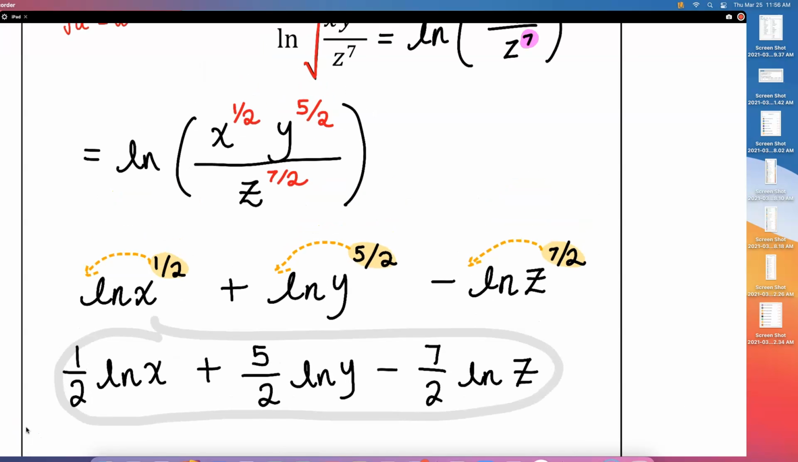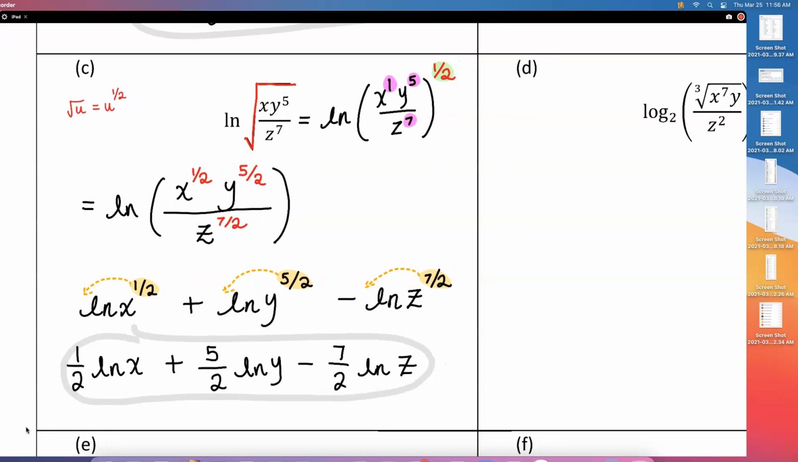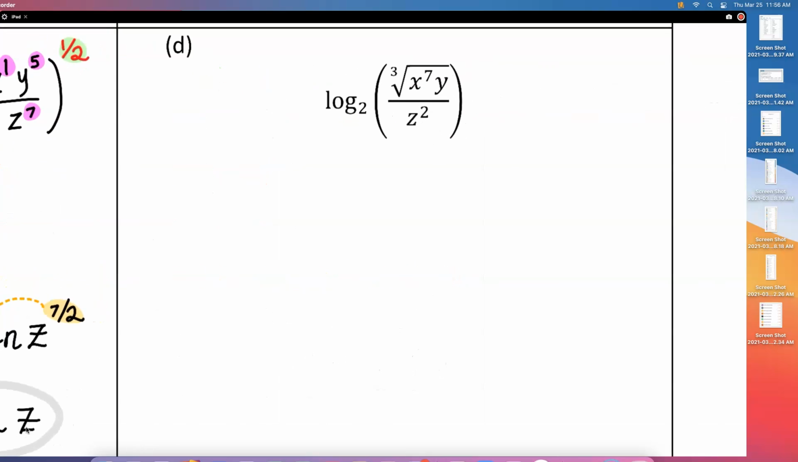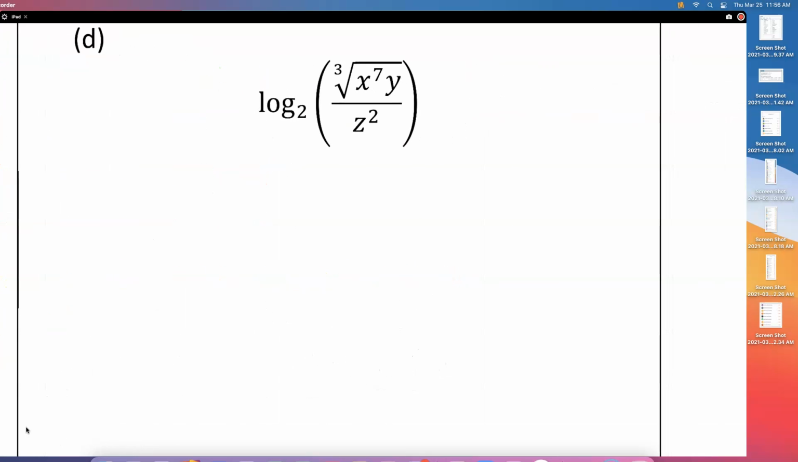All right, let's do one more. Part D. Okay. I see there is a cube root over the numerators only. So you see how X to the 7th power and Y is under cube root? But that cube root does not extend down to Z squared. So what I will do is this.